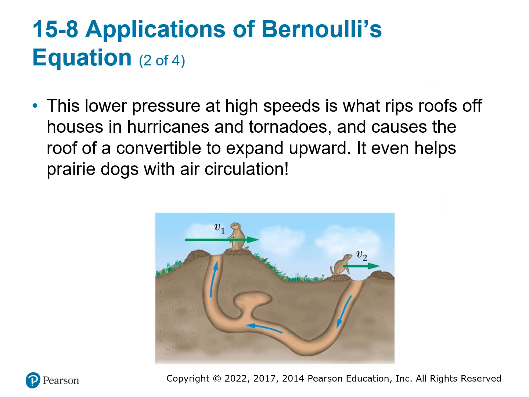So more applications, this lower pressure with higher speeds is what rips roofs off of houses in hurricanes and tornadoes and causes the roof of a convertible car to expand upward. But then on the biology side of it, this actually can help prairie dogs with air circulation. Right, they make all the tunnels, so if you have high speeds of wind, air, whatever, and lower pressure, it can help with the air circulation for them.